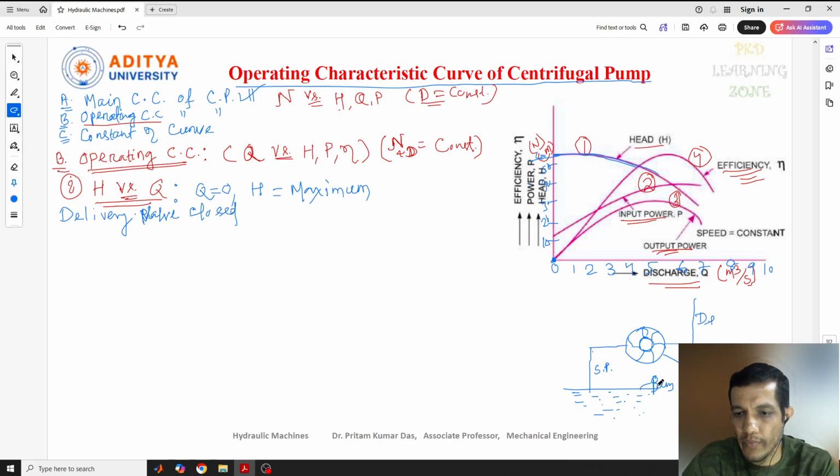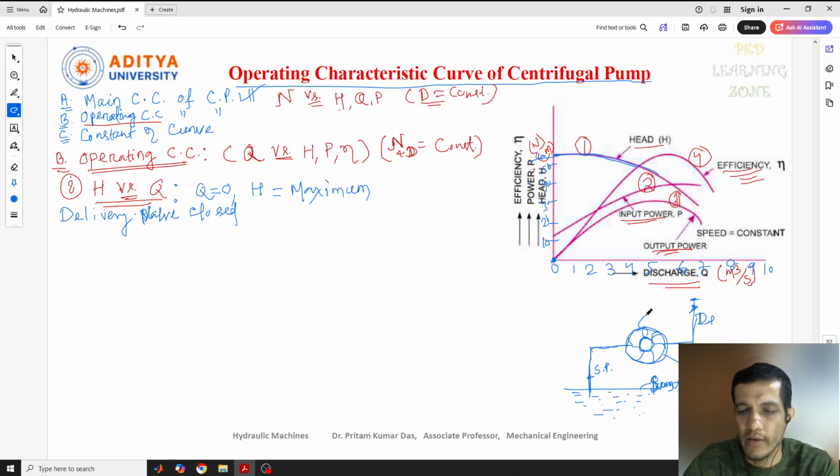This is the sump level, or water level. The delivery pipe goes up to this level, where we need to deliver the water or fluid. Here we'll have a delivery valve, and on the suction pipe we'll have a suction valve. Water will come from here and go to the impeller, then exit from the impeller and go out. The casing is the outer part.